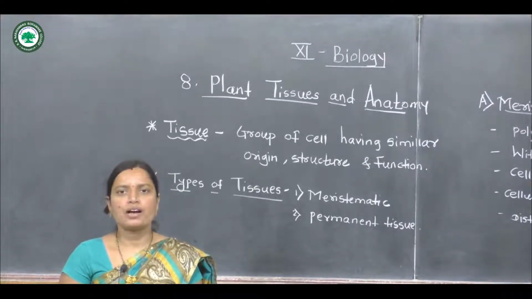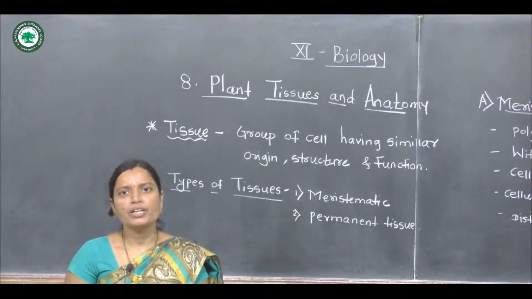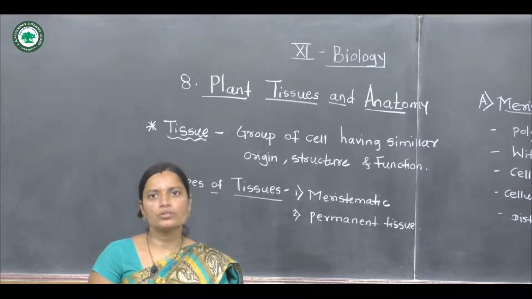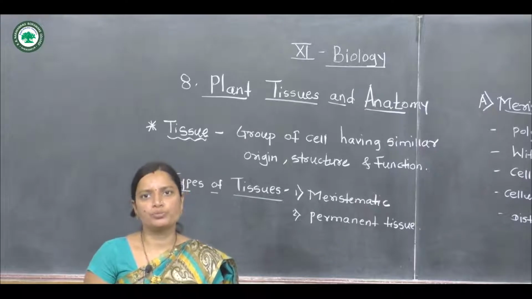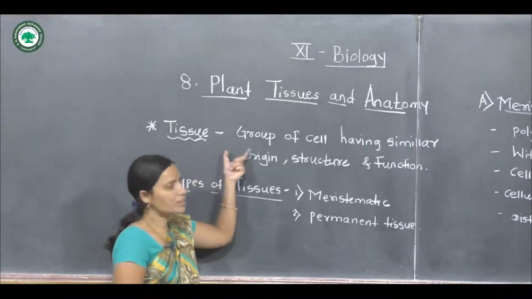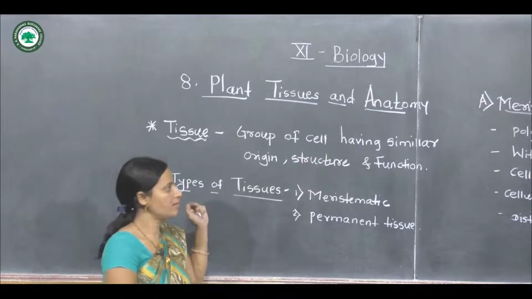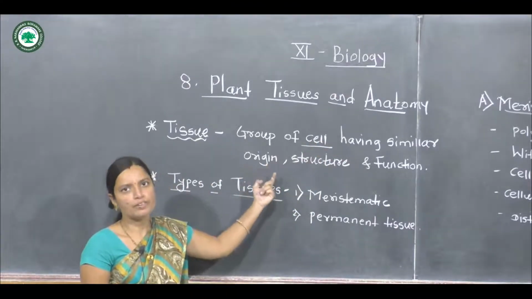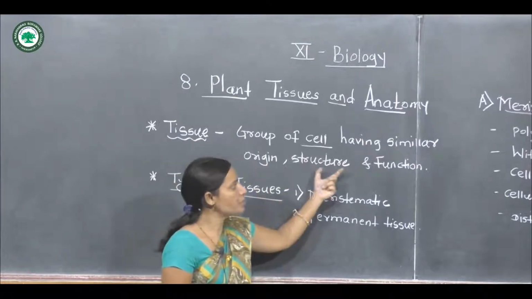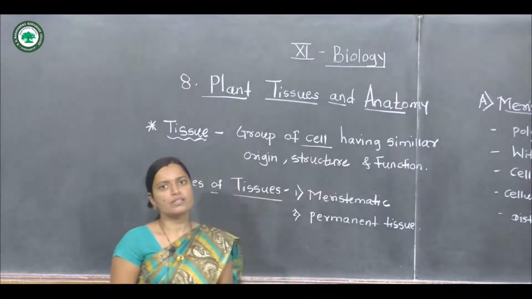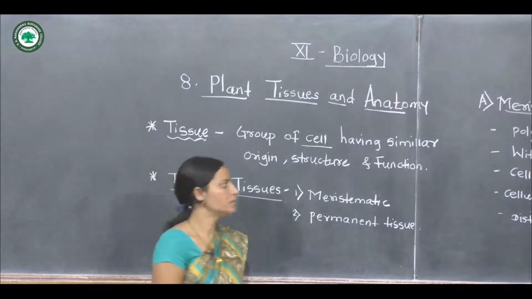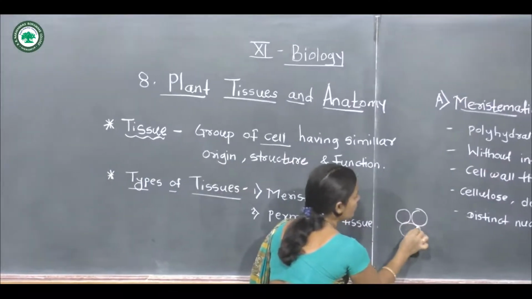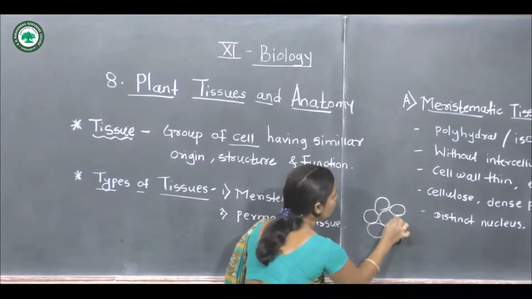Now we are going to start the topic plant tissue and anatomy. First of all, let us discuss the tissue. What is the tissue? Tissue means a group of cells, and this group of cells has similar functions and origin structure. Generally, this group of cells is called the tissue.